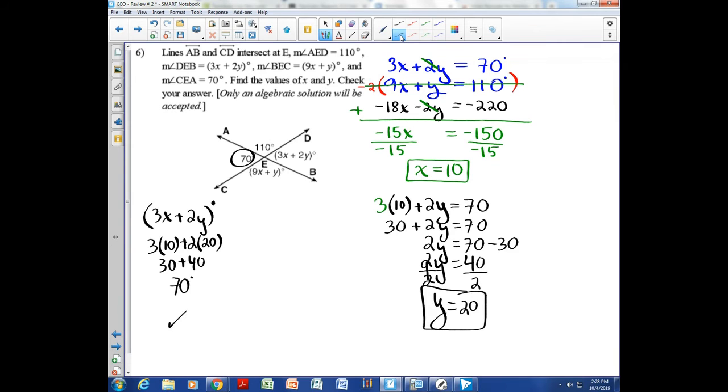So that's one check. And let's check the other one. So we got 9x plus y, which is supposed to be equal to 110 degrees. So it's 9 times 10 plus 20, which is 90 plus 20, which is equal to 110. Check.